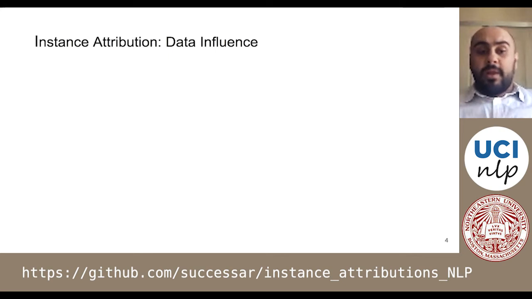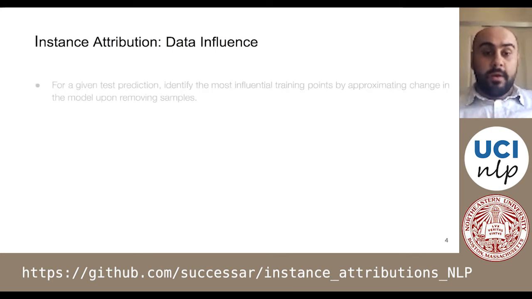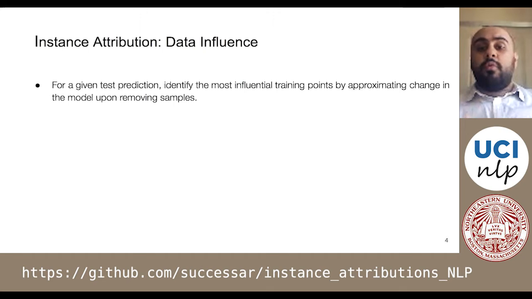The second family of instance attribution that we consider is data influence. The goal here is to identify the most influential training points by approximating the change in the parameters of the model after removing this specific training instance and retraining the model. A famous example of this family of instance attribution methods is influence functions.